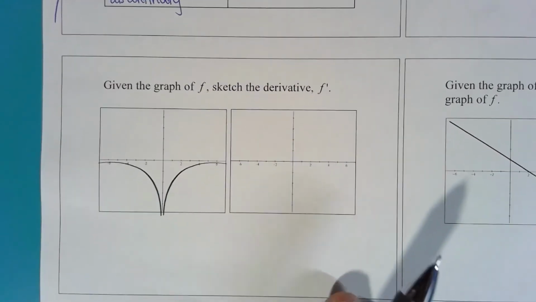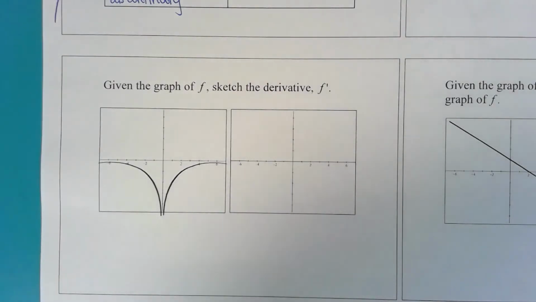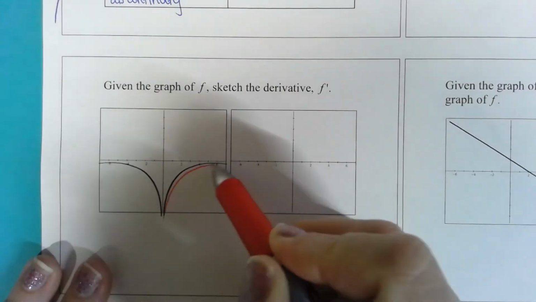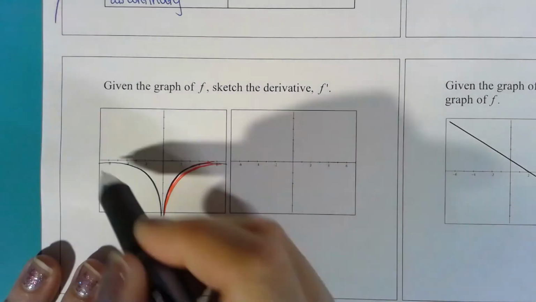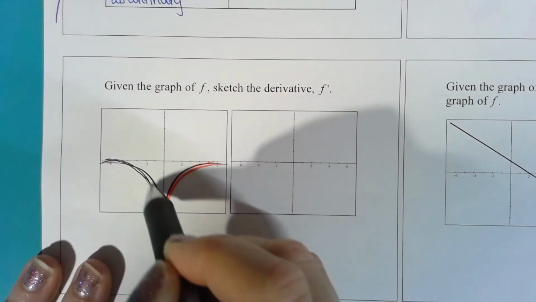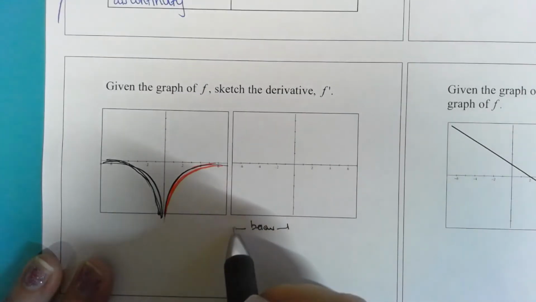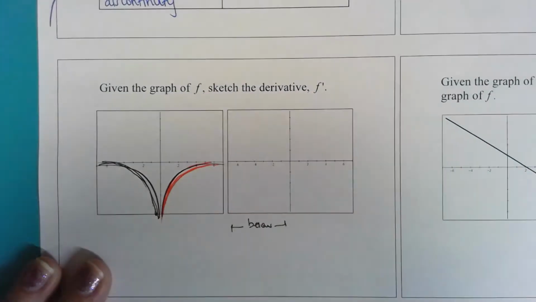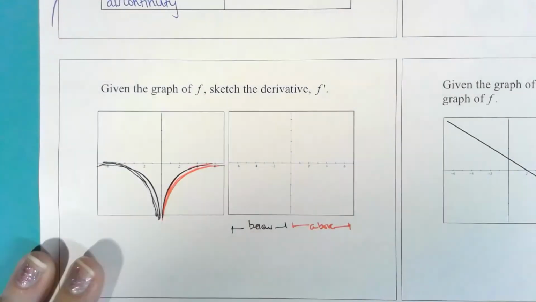Let's take a look at this one. Same idea. Here's a graph of f. Let's sketch its derivative. Again, I'm looking to see where this graph has any max-mins or shelves, which it does not. This graph is increasing here, and decreasing over here. So I want to be below the x-axis on the left side of 0, and above the x-axis on the right side of 0.